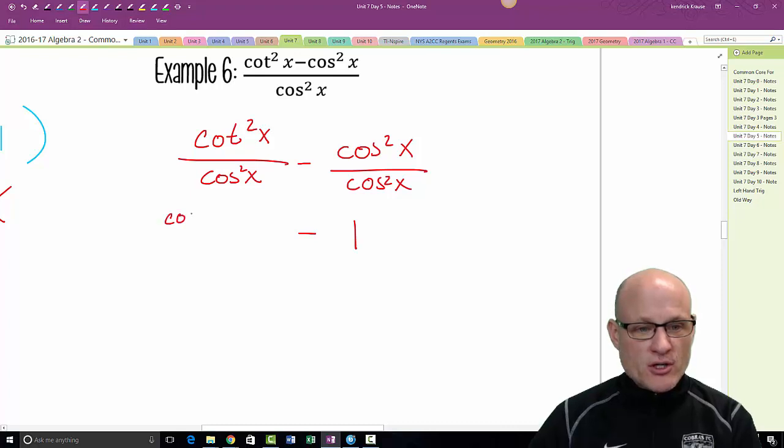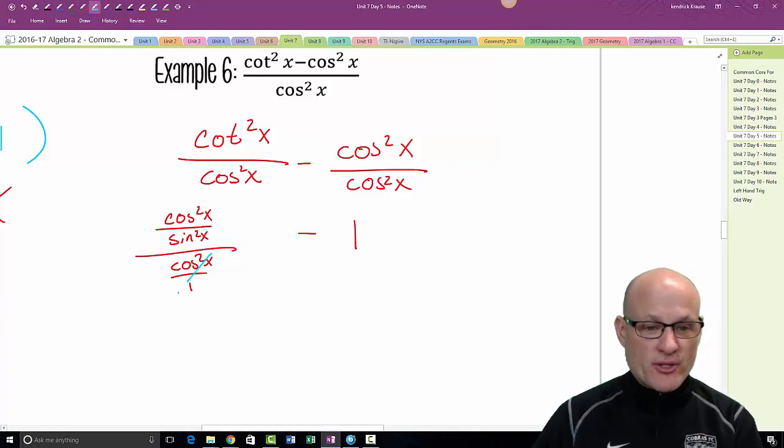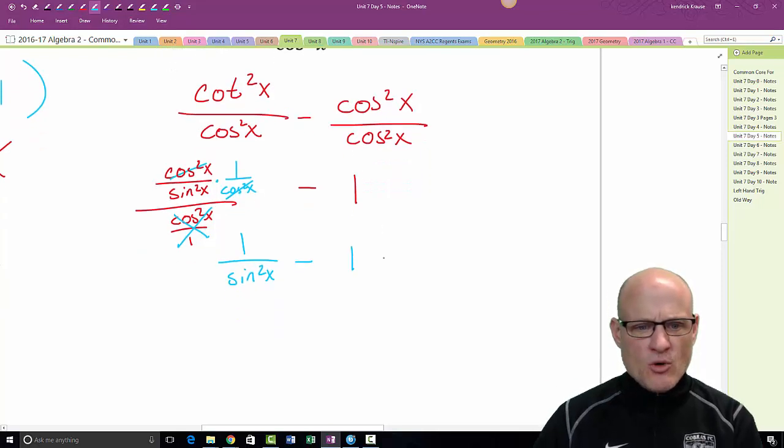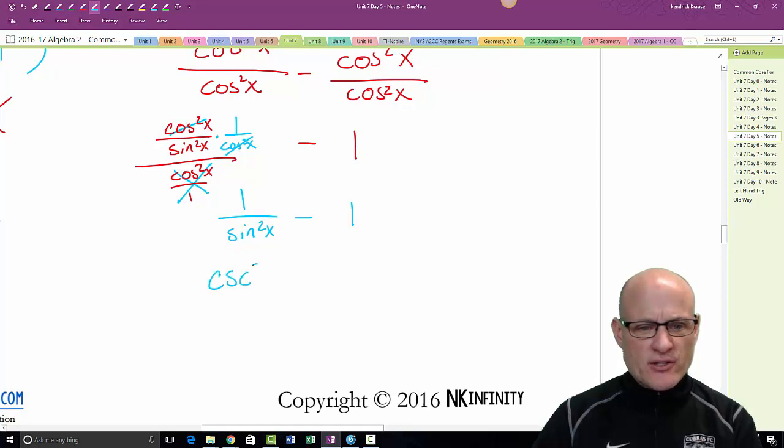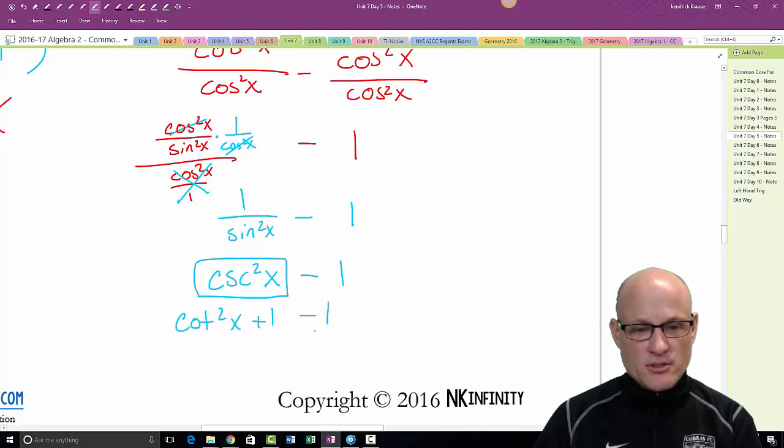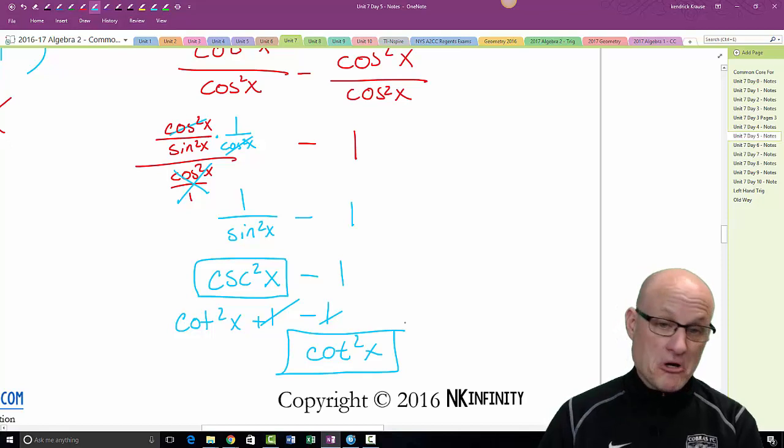So how about we change this to cosine squared x over sine squared x, all over cosine squared x over 1. If I divide, I really multiply by the reciprocal. So I'm going to multiply by 1 over cosine squared x. The cosine squared x's cancel, and I'm left with 1 over sine squared x minus 1. Well, what is 1 over sine squared x? Isn't that cosecant squared x? Now, what is cosecant squared x? Isn't cosecant squared x really just cotangent squared x plus 1? And then minus 1? So these cancel, and I end up with cotangent squared x as my answer. All right, that's one way to do the problem.